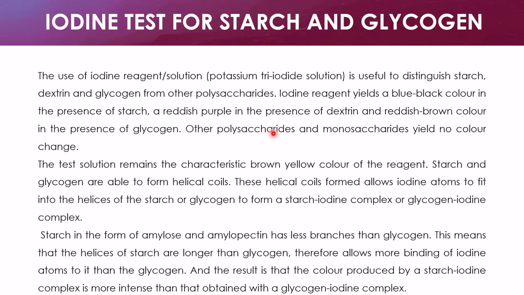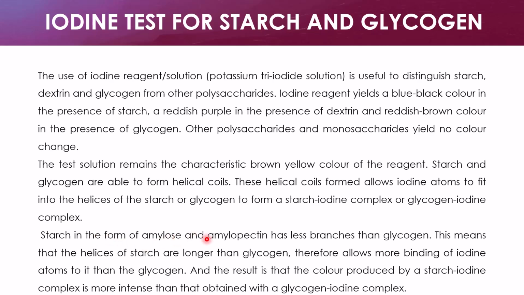What you also have to notice is that other polysaccharides, apart from these mentioned, and monosaccharides yield no color change. The test solution remains the characteristic brown-yellow color of the reagent. Also, starch and glycogen are able to form helical coils, and these helical coils allow iodine atoms to fit into the helices of the starch or glycogen to form a starch iodine complex or a glycogen iodine complex.